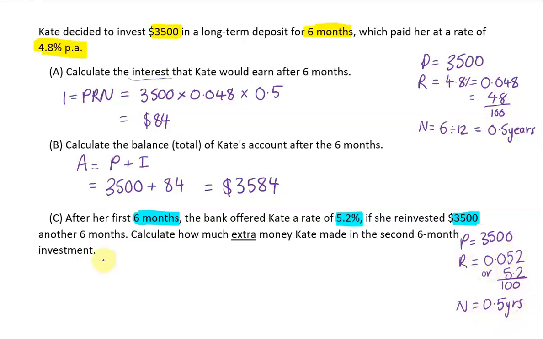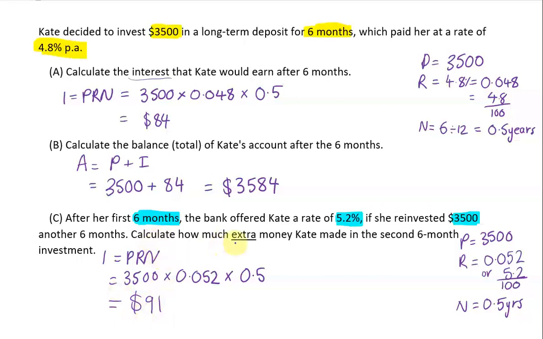So if we calculate once again, I equals PRN. Our principal was 3,500 times our rate, 0.052, or you can put that in as 5.2 over 100, times half a year, 0.5, 6 months. So with this calculation, we should get $91. So the second time around, Kate earned $91 worth of interest.